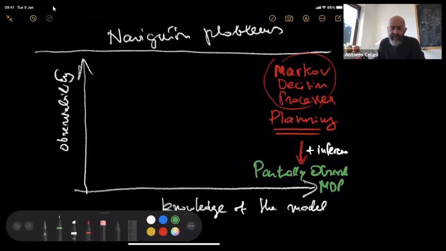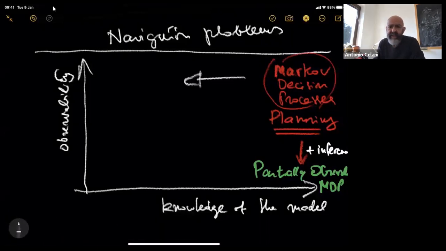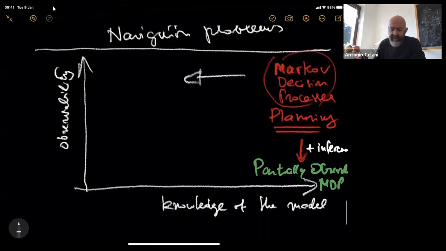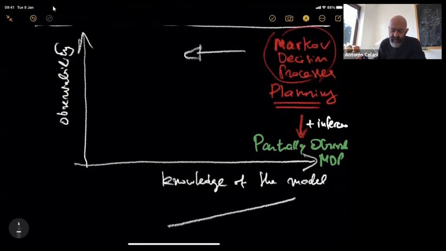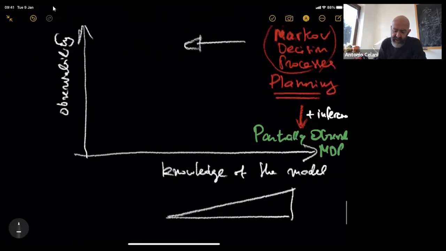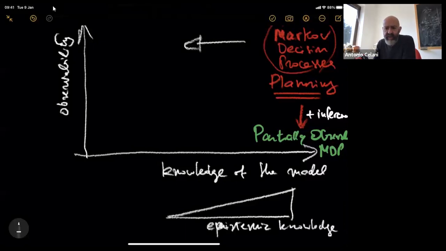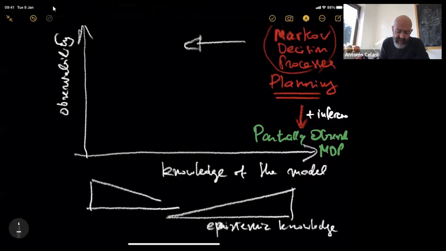But what happens if we move towards the left side of the diagram? That is the interesting part, where we lack a model. So all this knowledge that we had here, which we can also describe more technically as the epistemic knowledge about the system, which is higher here, we have to replace it with some other knowledge. Because we cannot control our system if we don't replace this knowledge with something else. And what kind of knowledge do we replace it with? Well, we replace it with empirical knowledge.